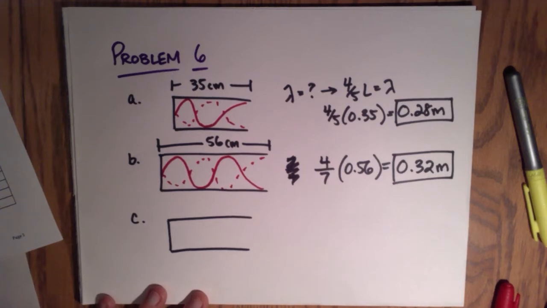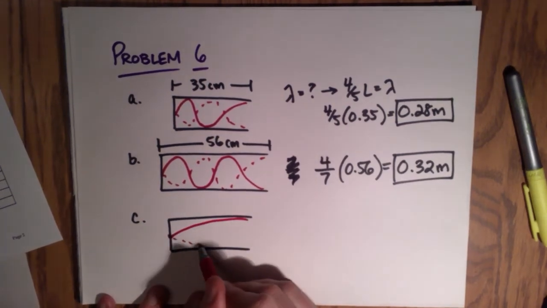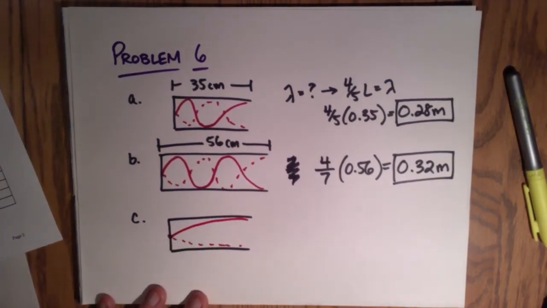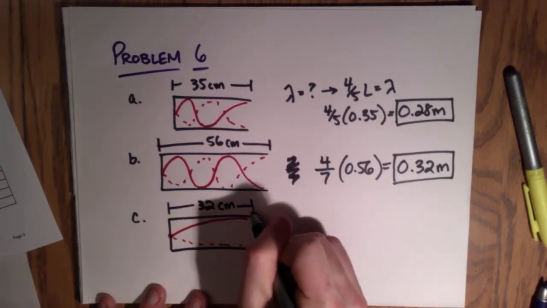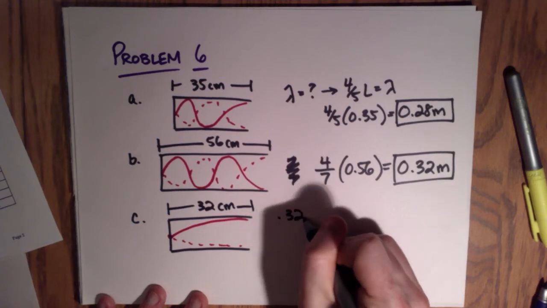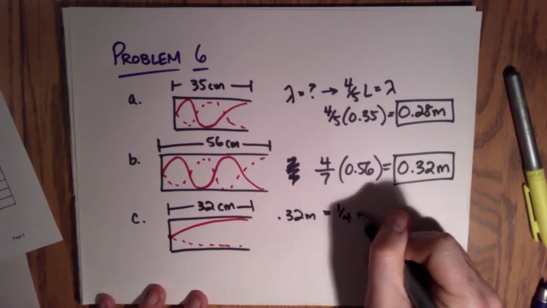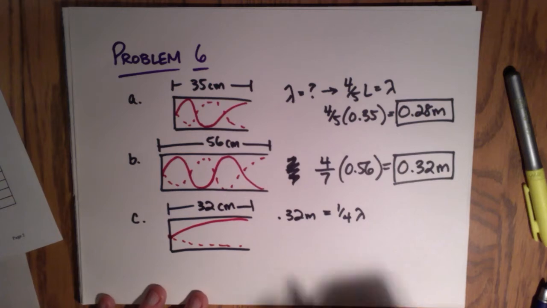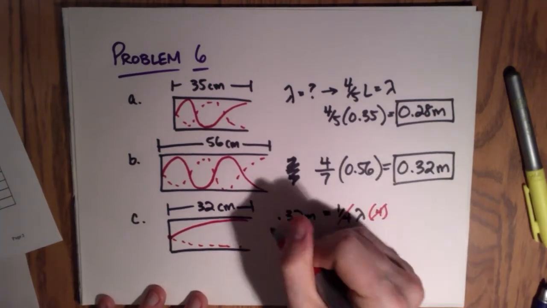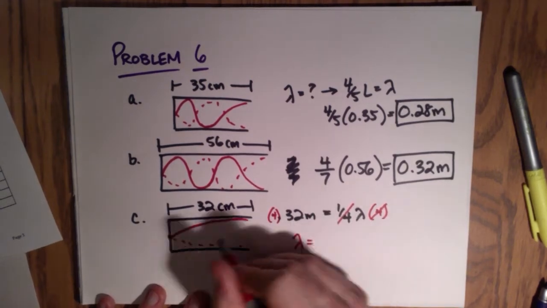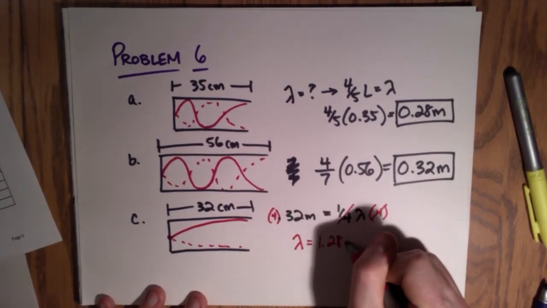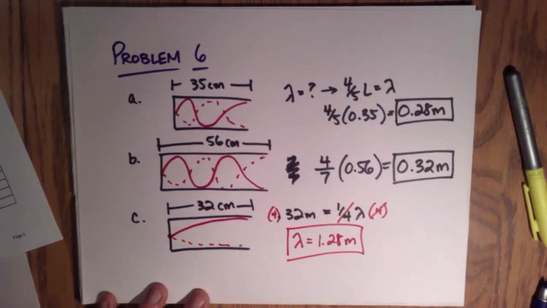For C, they don't draw you a picture, but it's a little bit easier to see if we draw that out. So for C, let's draw out our first harmonic. Well, our first harmonic has 1/4 of a wave. So the entire length, which they give us, is 32 centimeters. Well, we know that 0.32 meters equals 1/4 of a wave. Okay, so if we want to figure out what a full wave is, we just multiply by the reciprocal. And we should realize that the wavelength is 4 times that length, which is 1.28 meters. Hopefully this is nothing profound.